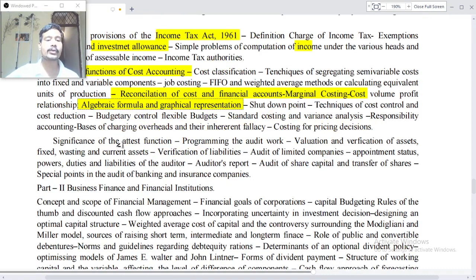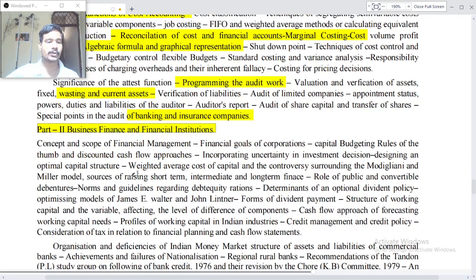Now, significance of the attest function, programming of the audit work, valuation and verification of assets, fixed and current, verification of liabilities, audit of limited companies, appointment, status, power, duties and liabilities of the auditor. Auditor's report, audit of share capital and transfer of shares, special points in the audit of banking and insurance companies.